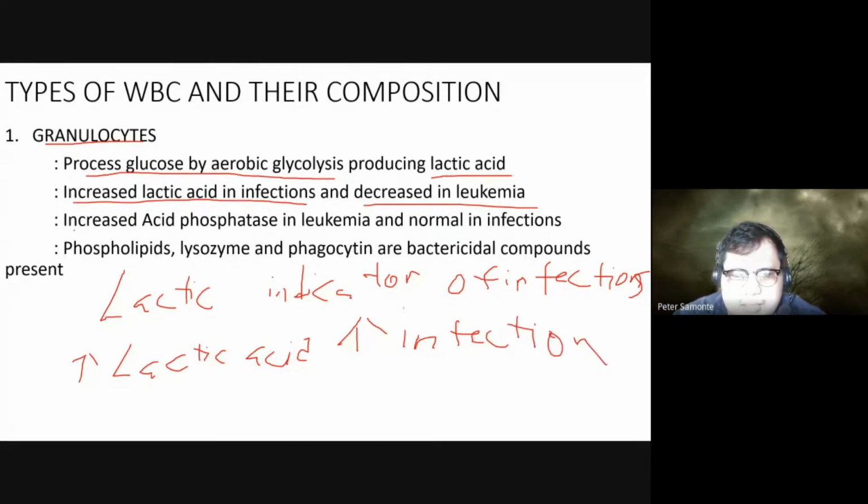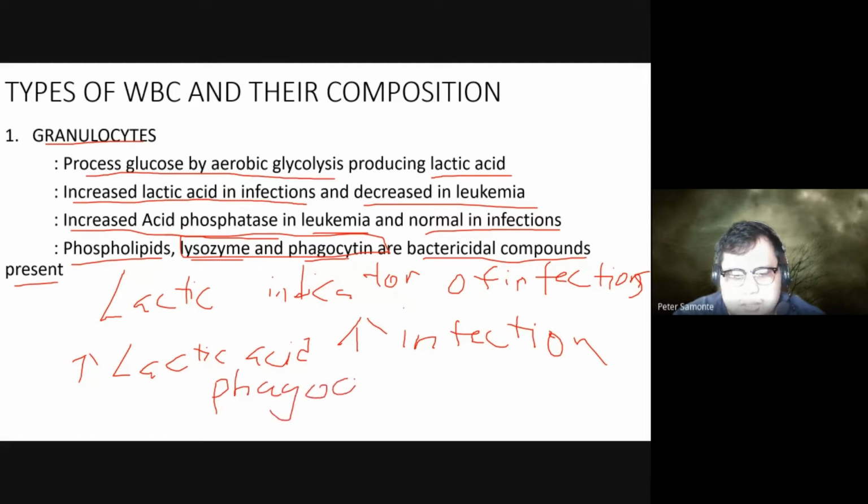Then increased acid phosphatase in leukemia and normal in infections. Phospholipids, lysozyme, and phagocytin are bactericidal components present. Now, itong lysozyme and phagocytin class, these two are responsible in helping in your phagocytosis, which is known as your cell eating.